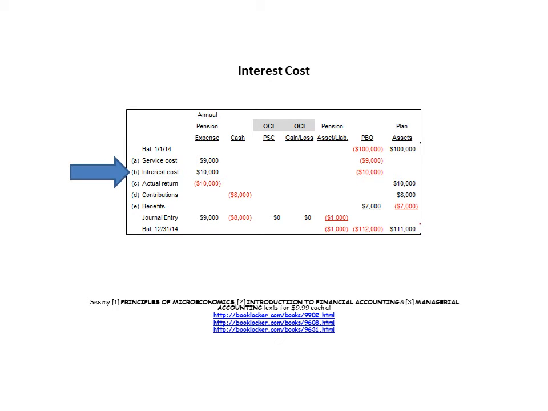Interest cost. This is part of the rate of return. This is the interest. So that increases the annual pension expense. That's a debit. And it also increases the obligation or the liability on the right-hand side. That's the credit.